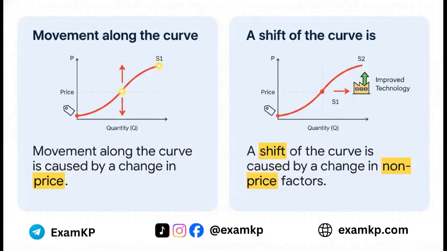A movement is when you just slide up or down the line that's already there, and the only thing that can cause that is a change in the product's own price. But a shift, that's when the whole line jumps to a new spot, either to the right or to the left, and that's caused by a change in any of those other things we mentioned earlier.